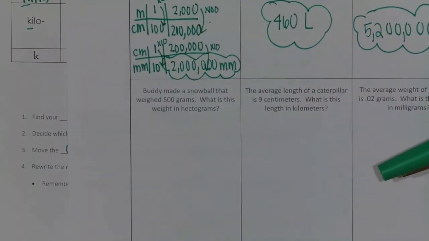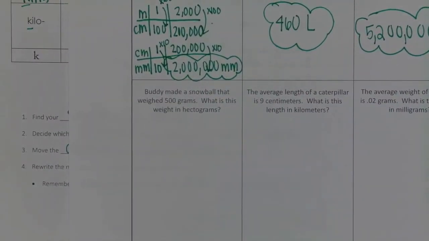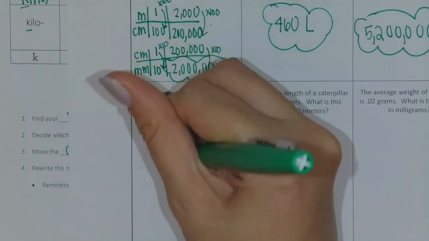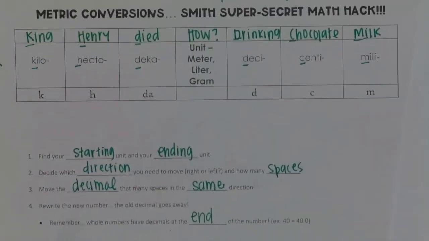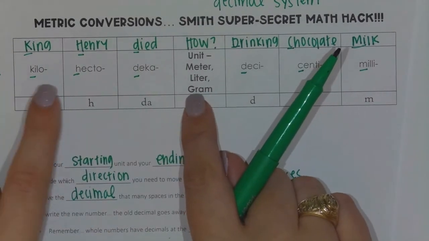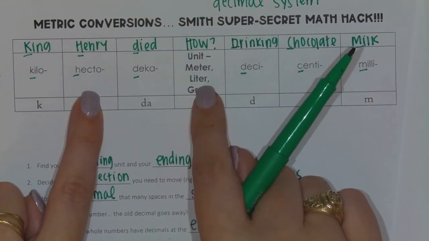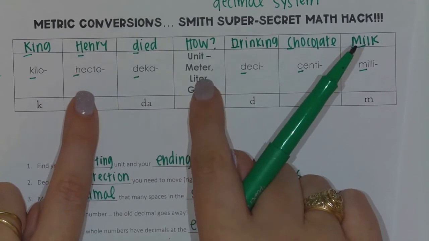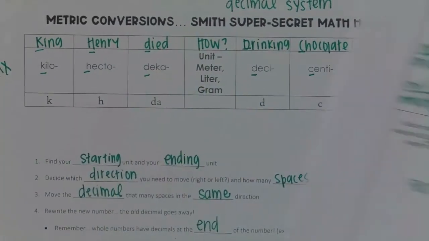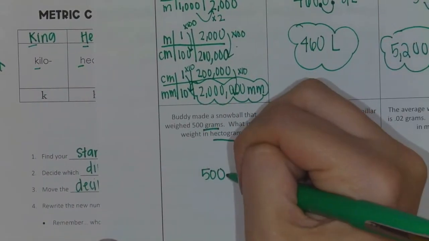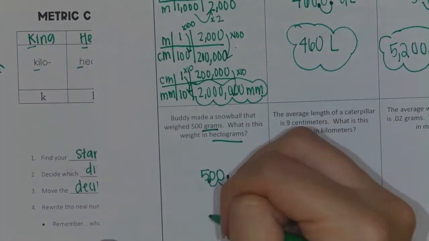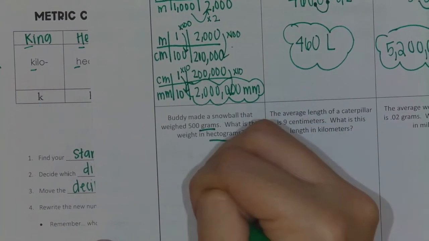Problem says that Buddy made a snowball weighing 500 grams. What is this weight in hectograms? So I'm trying to go from grams to hectograms. So I'm going to write my number 500. I'm going to come over here and look at my chart. So this is my starting, this is my ending. So if I'm starting at grams and going to hectograms, that's moving to the left 1, 2 spaces. So I need to take my decimal, which is going to be at the end of the number, and move it to the left 1, 2 spaces. So I get 5 hectograms.